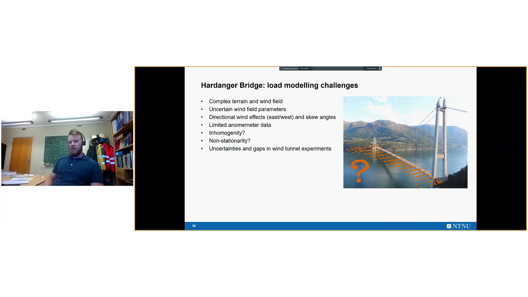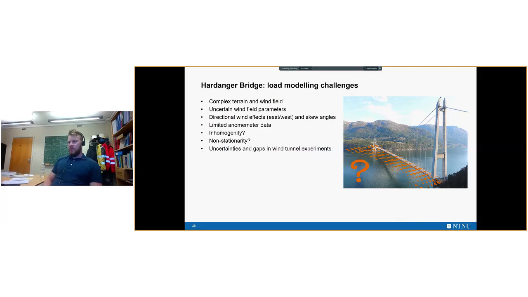So the wind field has different properties depending on if it comes from the east or west direction. We also have some wind coming from skew angles, which is another source of uncertainty. And also the anemometer data we have is limited, so we can only measure at a limited number of points, and we do not know what the wind looks like in between those points.